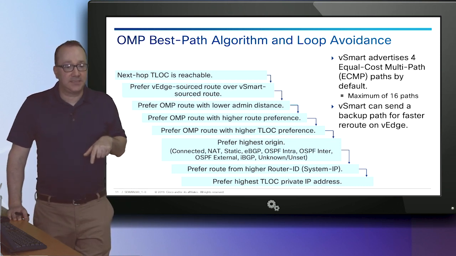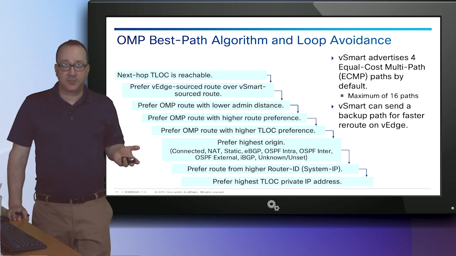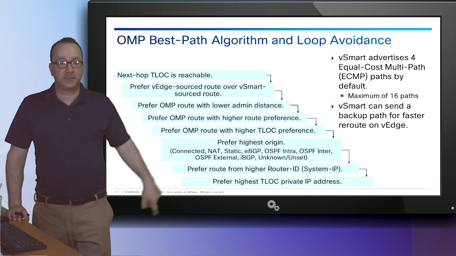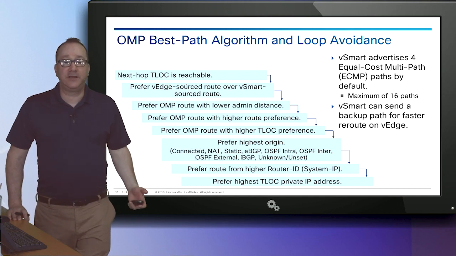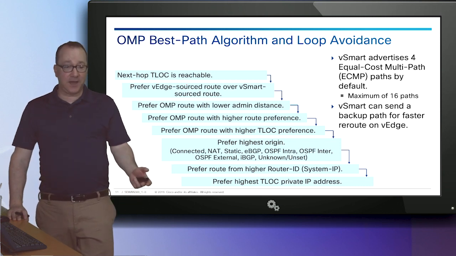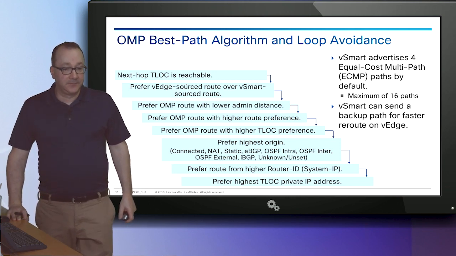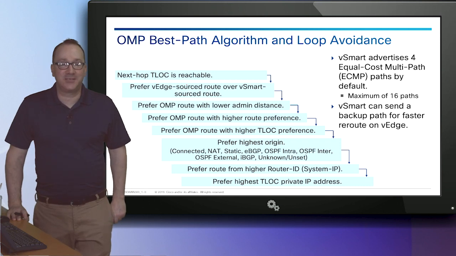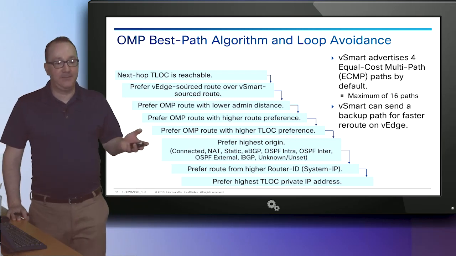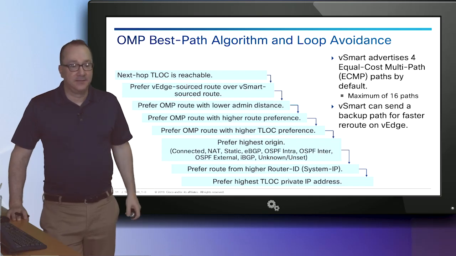The default administrative distance for OMP is 250. So if you remember, OSPF is 110, external BGP is 20, and IBGP is 170. So OMP is going to be learned after all of your service-side routes are learned. If the administrative distances are equal, select the OMP route with the higher OMP route preference value. And on vEdge routers, if the OMP route preference values are equal, select the OMP route with the higher TLOC preference value. If the TLOC preference values are equal, compare the origin type and select one in the following order. Select the first match: connected, static, eBGP, OSPF inter-area, external, IBGP, and unknown. Okay?